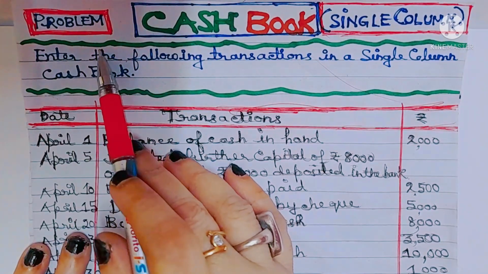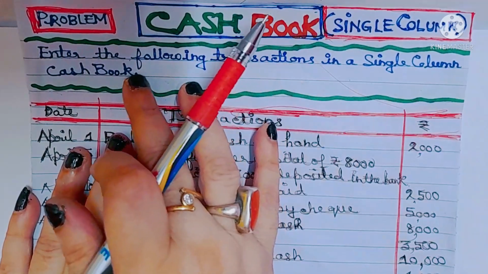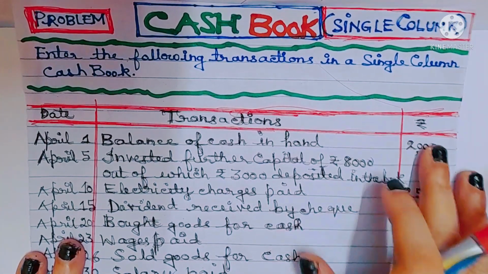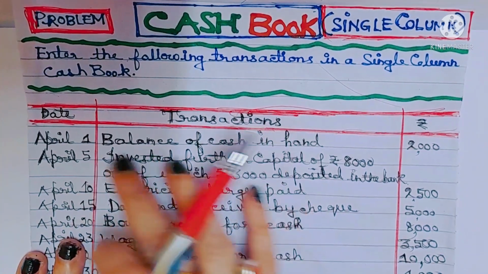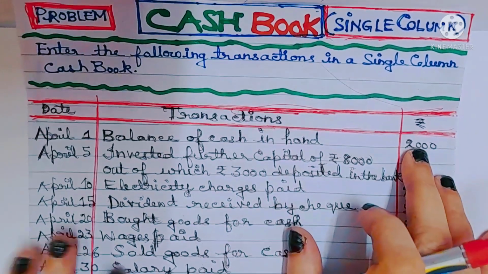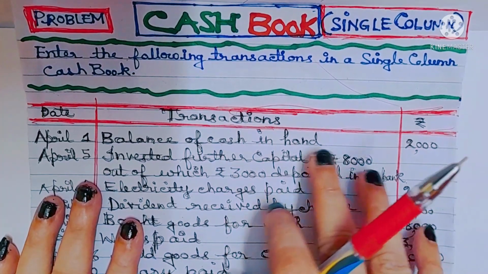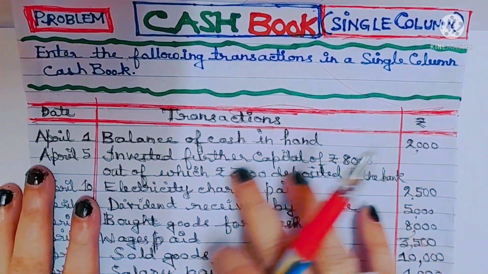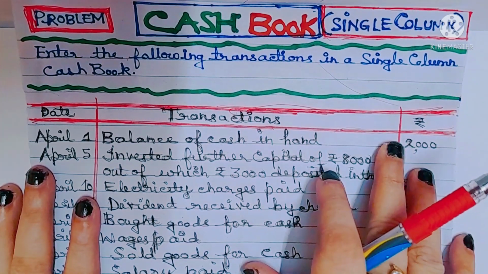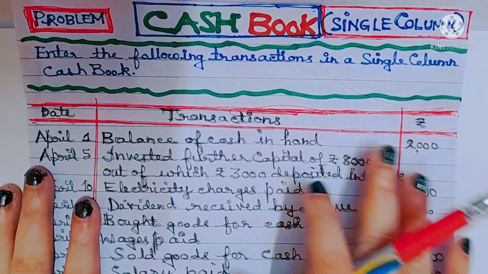So this is the problem, cash book single column. Enter the following transactions in a single column cash book. Here is the column of date, here is the column of transactions, and here is the column of amount. So what is the first transaction? The first transaction is on 1st April, balance of cash in hand is 2000. There will be no journal entry and no narration for the first transaction because balance of cash in hand means opening balance of cash is given in the problem. So we'll have to write on the debit side in the cash book to balance BD 2000.